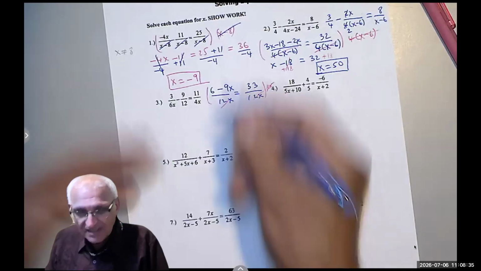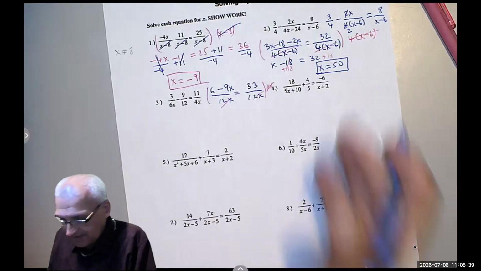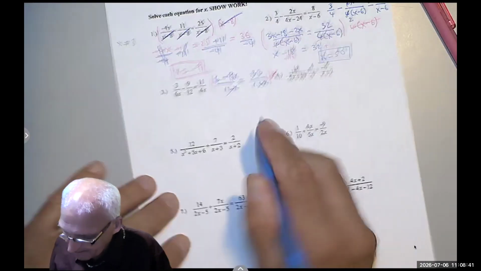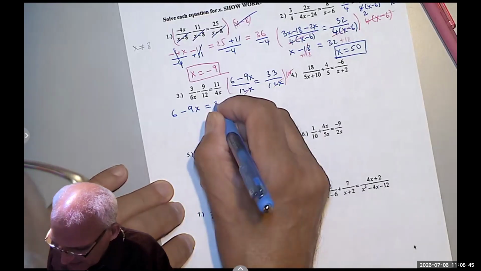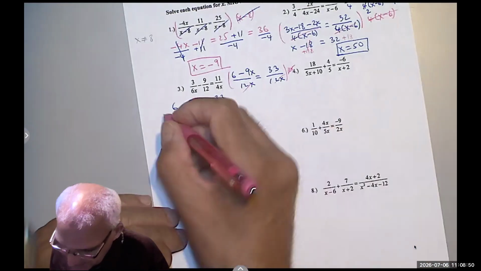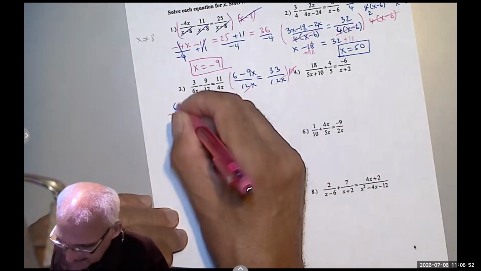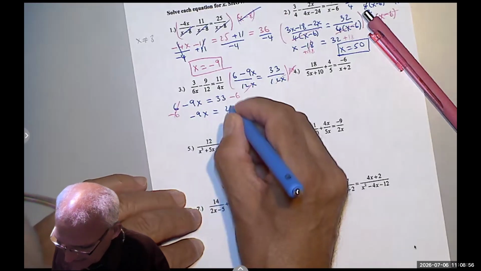And notice I can multiply each side, but I combine them all because I don't have enough space. I get 6 minus 9x equals 33. I'm going to subtract 6 from both sides. So I get negative 9x equals 27.